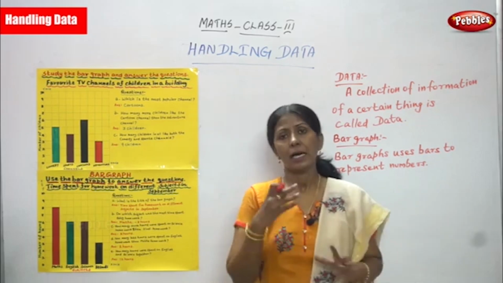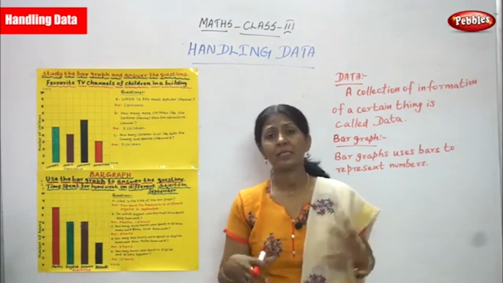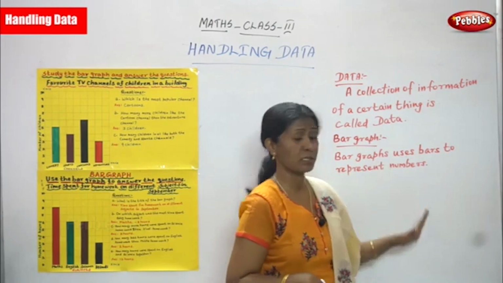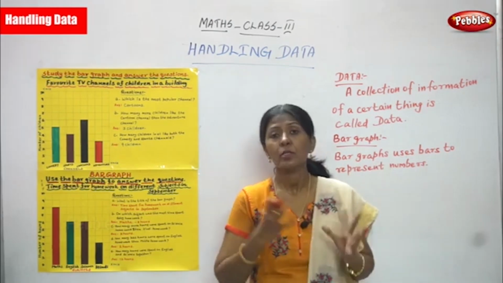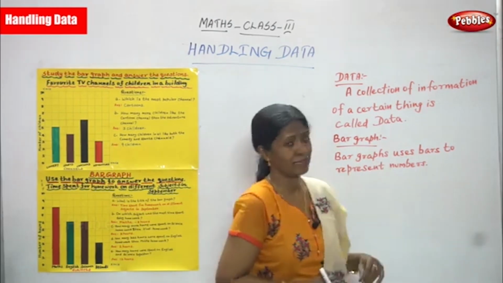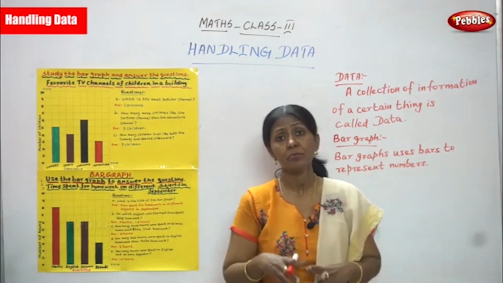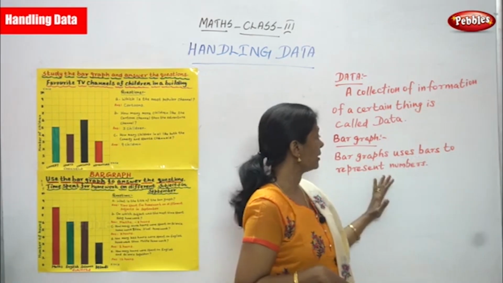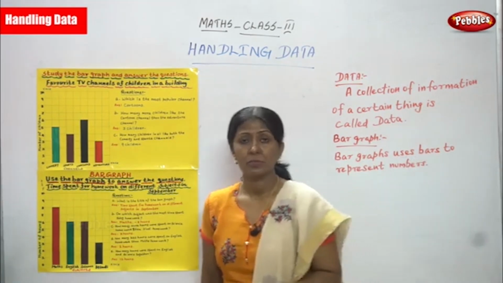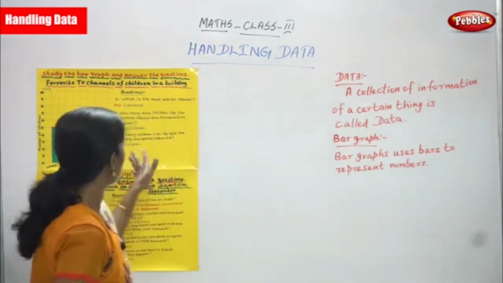It also helps to give all the information in bars. You can give all the information through bars. It is called a bar graph. A bar graph uses bars to represent numbers. You can represent all the numbers with the help of bar graphs. That is what we are first going to see: the bar graph.